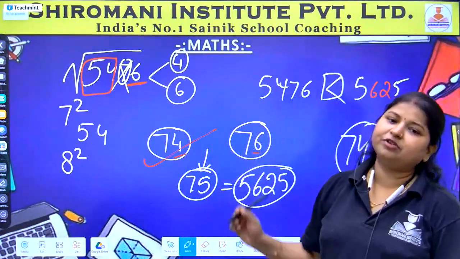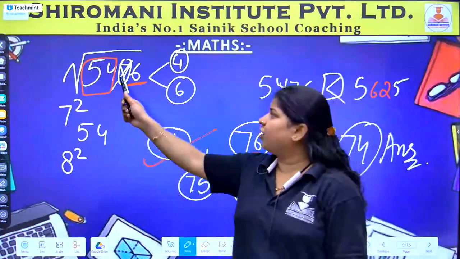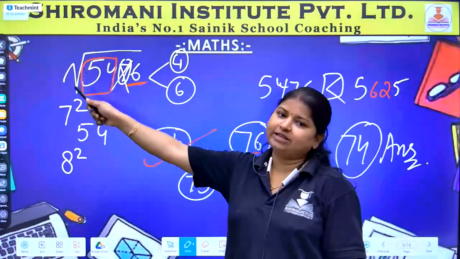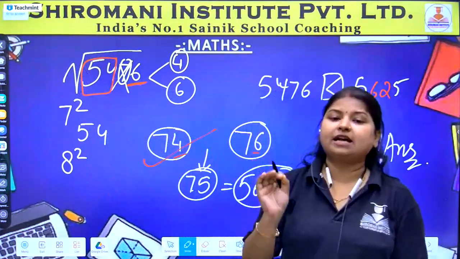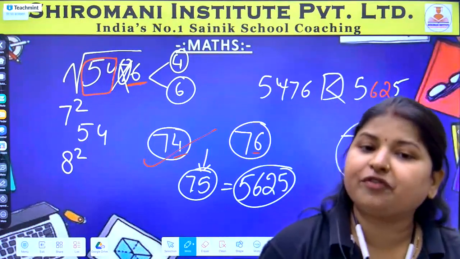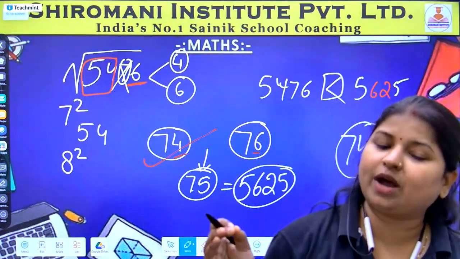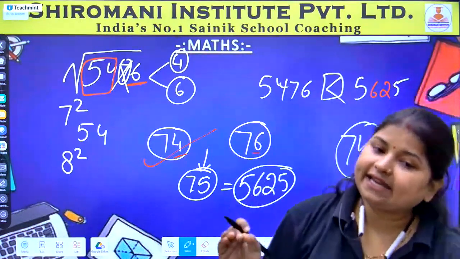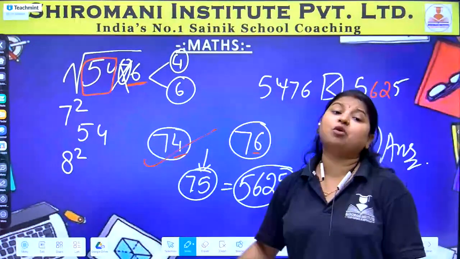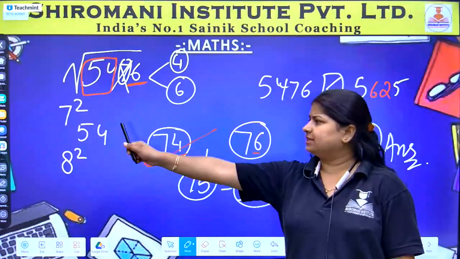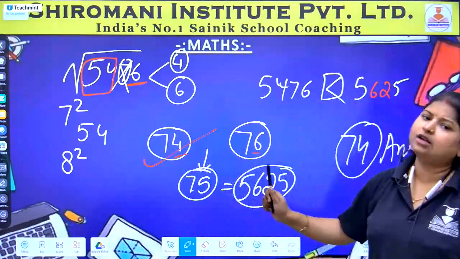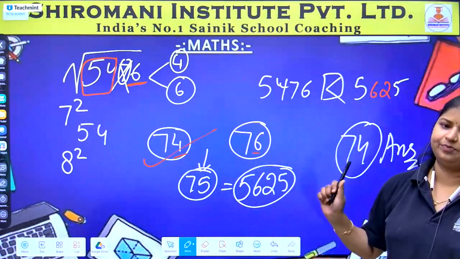Now I have to come to the first digit. Forget the tens place. Now this 54 is left. 54 comes between the square of which two numbers? 54 comes between 7 ka square, that is 49, and 8 ka square, that is 64. I will take the smaller one always. So 7. So my answer would be 74 or 76.